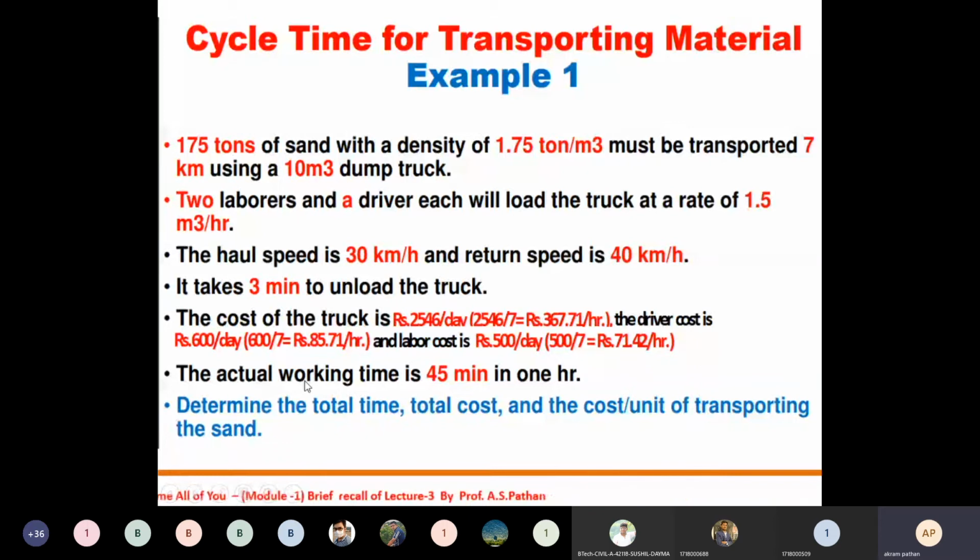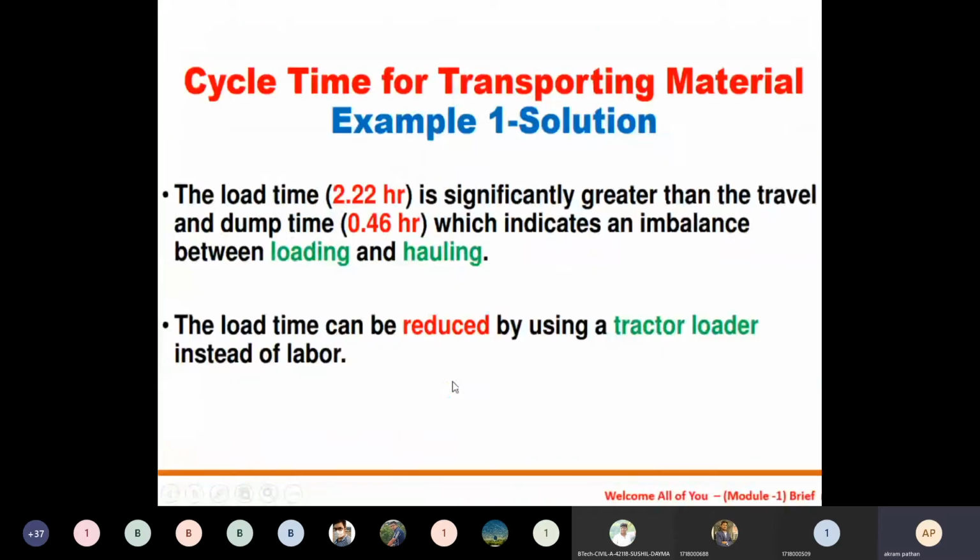Then the actual working time is only 45 minutes in 1 hour, and on this basis we calculated the total time, total cost, and cost per unit of transportation of sand. Almost all the solutions we saw in the last lectures. In the last lecture we calculated the total time, the total cost of the construction, and the cost per unit. We also commented on this problem and drew two conclusions from it.